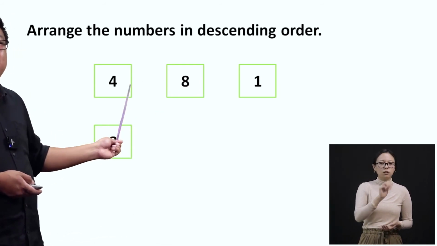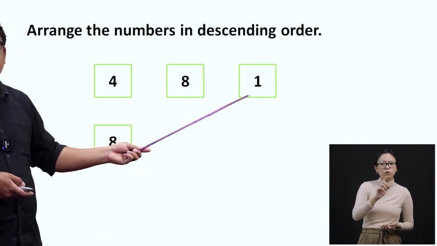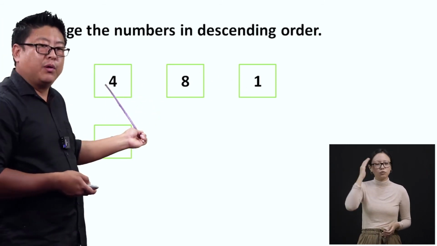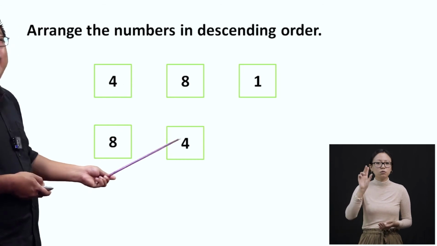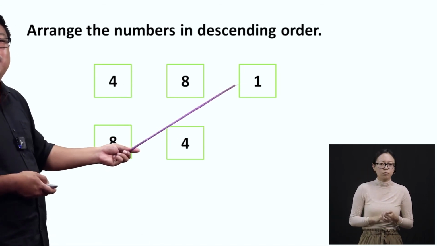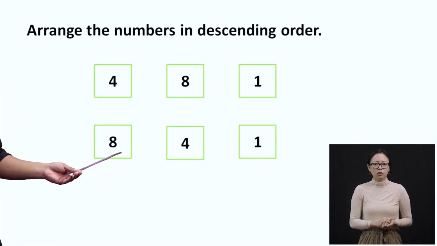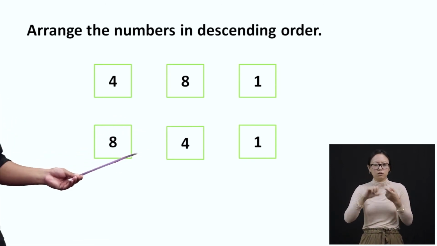The next bigger number among 4 and 1, we know that 4 is bigger, right, children? So we will write 4 here. And finally, the number remaining is 1. So this is how you arrange the numbers in descending order.